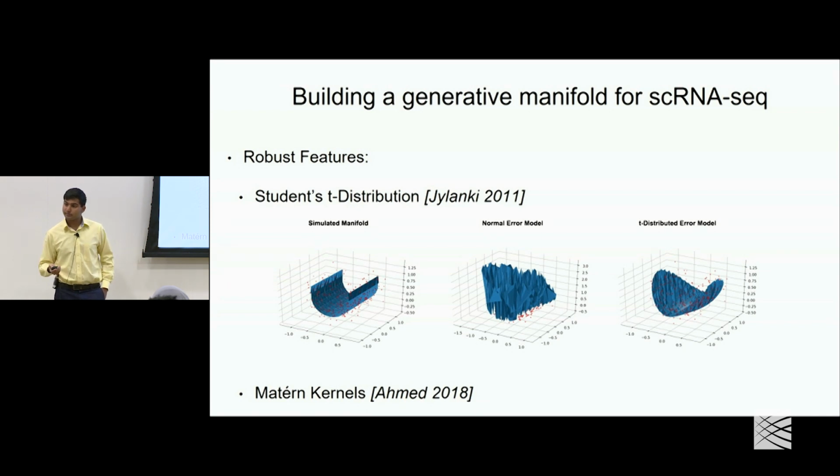Yeah? Shouldn't the performance of each of these depend on what model was used to generate the samples? Absolutely. This was generated using a t-distributed error model, and so it looks better. Whoop-de-doo.